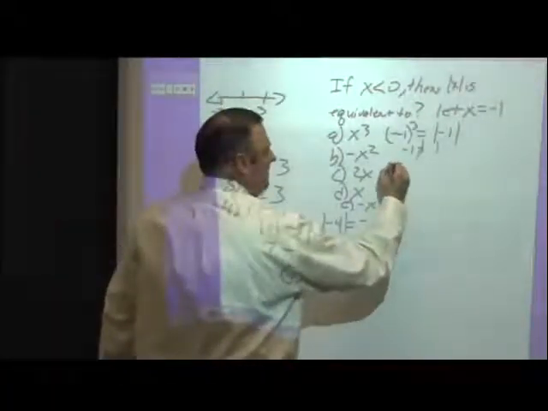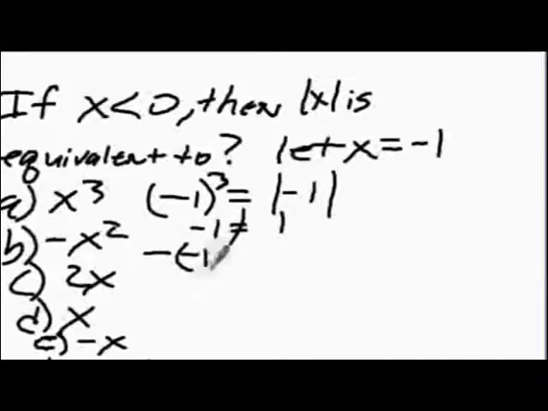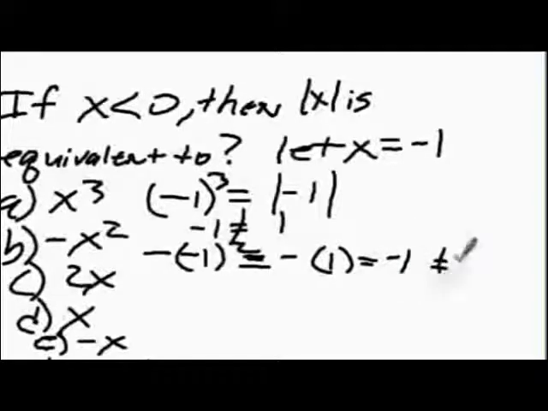The next one is negative, parentheses, negative 1 squared. Well, we have to do the power first. Negative 1 squared is positive 1. We still have that negative out front, so you get a negative 1. That's not equal to positive 1. That's not equal to the absolute value of negative 1.